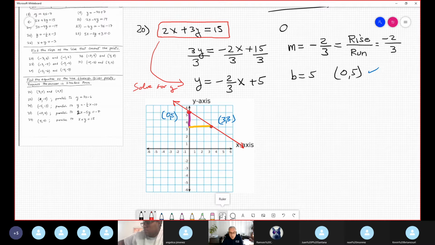You determine the slope is that number, m, and b is the y-intercept. B gives me information about the y-intercept, and from the y-intercept, you run and rise. Do it, and you get the second point. Connecting both points by a straight line, and that's it.